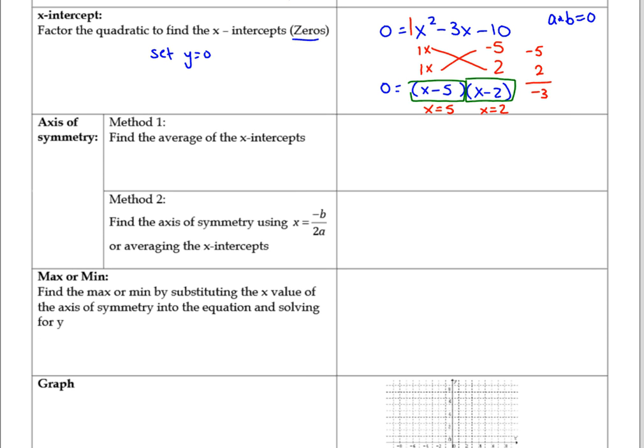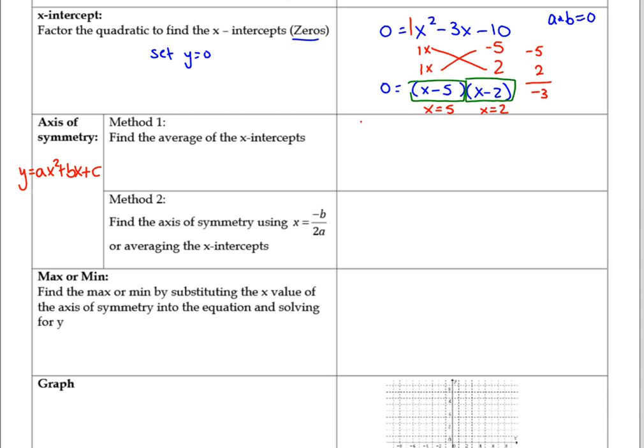Okay, so in standard form, can you see your vertex? It's in the form y equals ax squared plus bx plus c. Can you look at that and tell me what the vertex is? Nope. Okay, standard form is really good for one thing, and one thing only: your y-intercept. That's it. But there are some ways we can figure out what the vertex is in standard form.